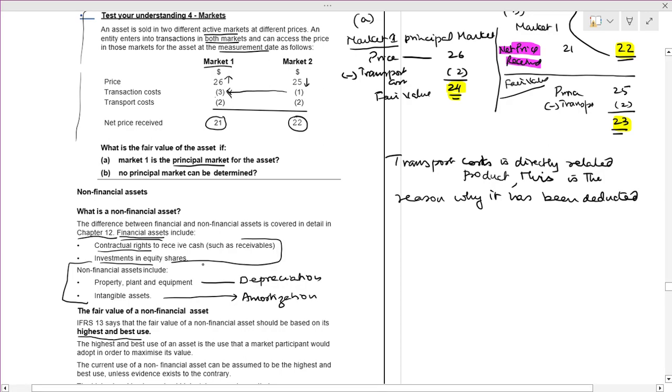Now it is more clear why it has been deducted, whereas transaction cost is your obligation, your choice. You can have a broker or you cannot have a broker. You are buying land; if you take legal advice, the risk is less, and if you don't take legal advice, the risk is more. That is the reason transaction cost is kept separately.